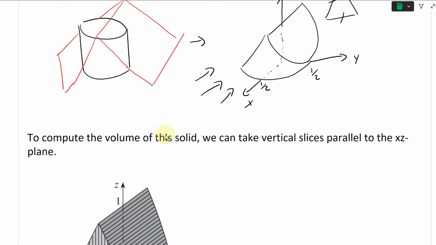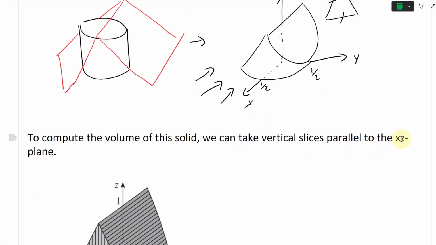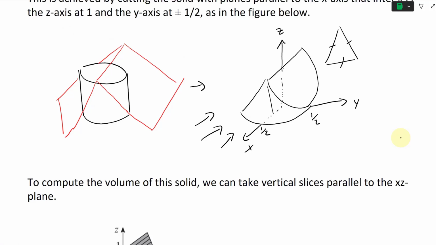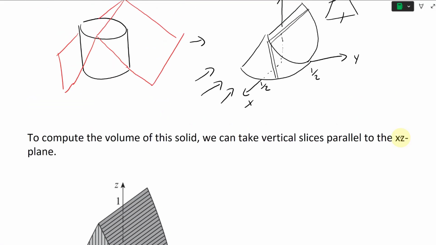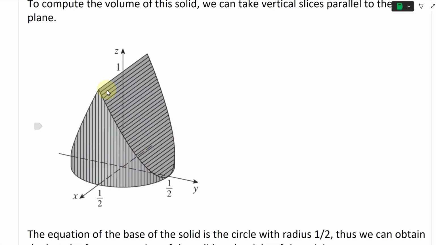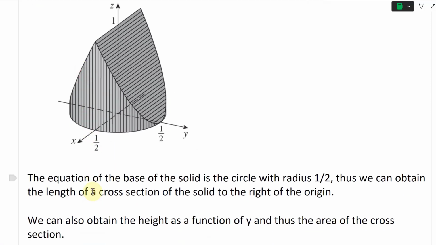So to compute the volume of this solid, we can take vertical slices parallel to the XZ plane. If we cut this all up like this and cut it up all the way across there, what we end up having is a bunch of slices like this. And basically we're going to calculate the volume of each slice, infinitely small, and then sum it up using an integral.